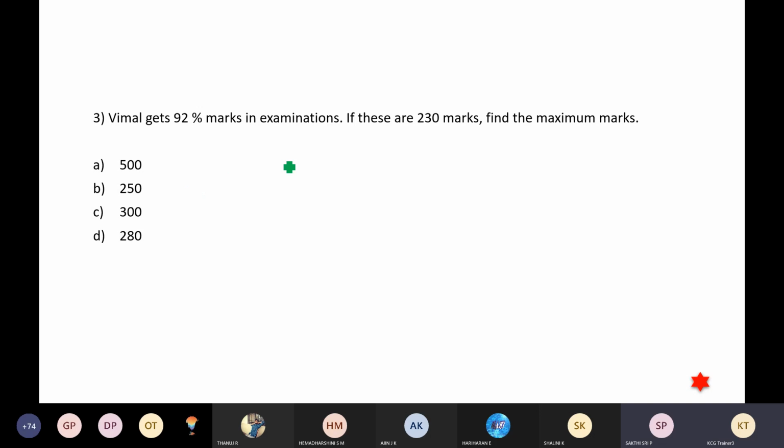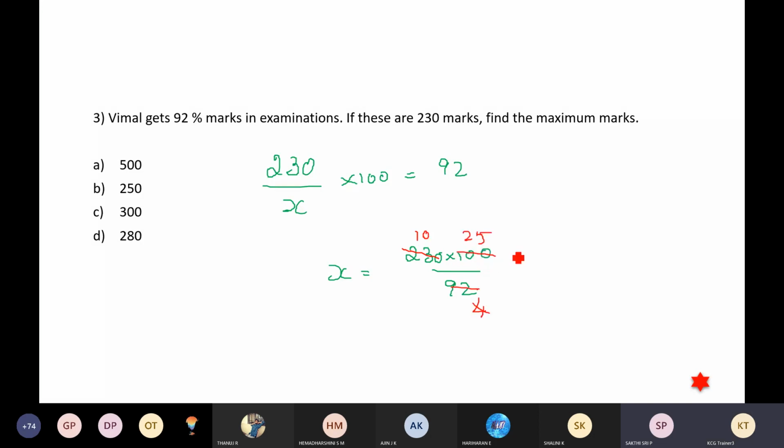So, guys, listen here. This guy, Vimal, scored 230 marks out of the total marks, and that gave me 92%. So, how do I find out x? x is equal to 230 into 100 divided by 92. If I cancel it out, in terms of the 23 table, 10 times, 4 times, so I'll have 25 into 10. So my answer is 250. The total marks was 250, and out of that, he got 230 marks. So that's why it is 92%.